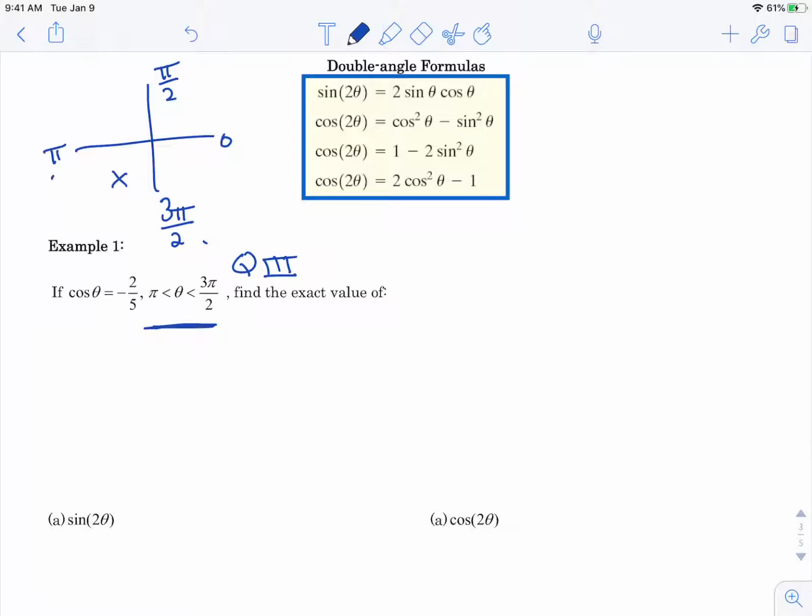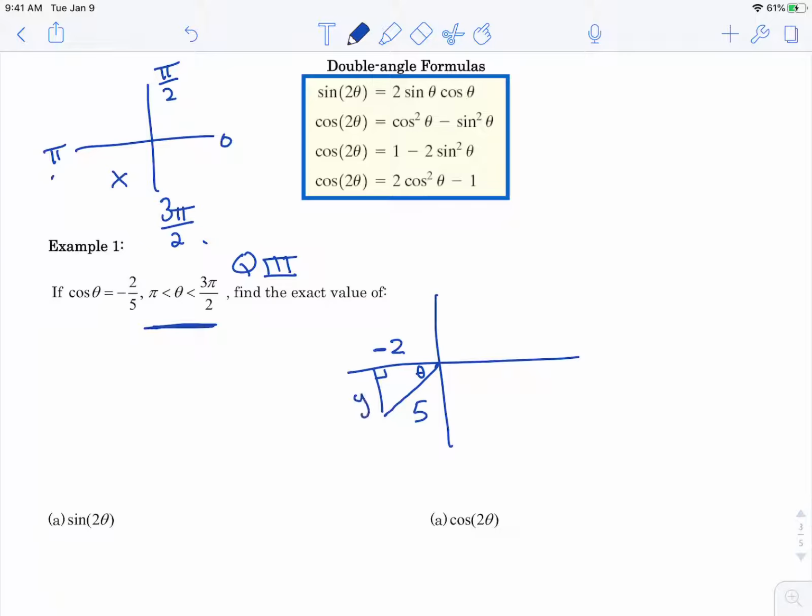So if I place my triangle where it needs to be based on where theta lives, we know it's in the third quadrant. They tell us our cosine is negative 2/5. Remember, that's adjacent over hypotenuse. Our hypotenuse can never be negative, so this has to be negative 2.